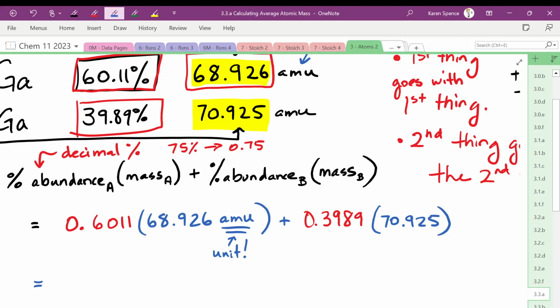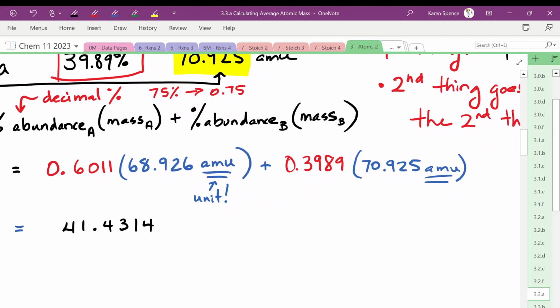Ooh, I forgot the AMU. Yes, thank you. AMU. There we go. Unit. So 0.6011 times 68.926 equals 41.4314. And then I'm not going to write all the digits. I'm just going to go up to 41.4314.